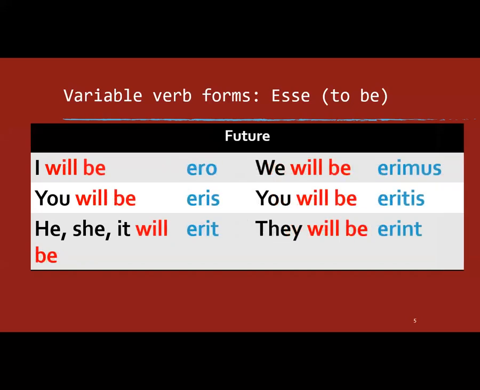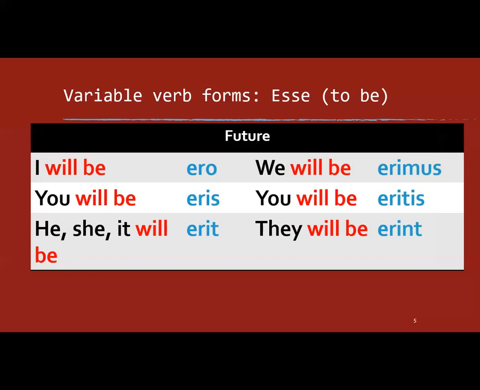Right, the future of esse, or to be, is I will be, you will be, he, she, it will be, we will be, you will be, they will be. Very nice, all exactly the same, right? But obviously it's a conjugation, inflected verb. In Latin, we see this R and the RI as a sign of the future.